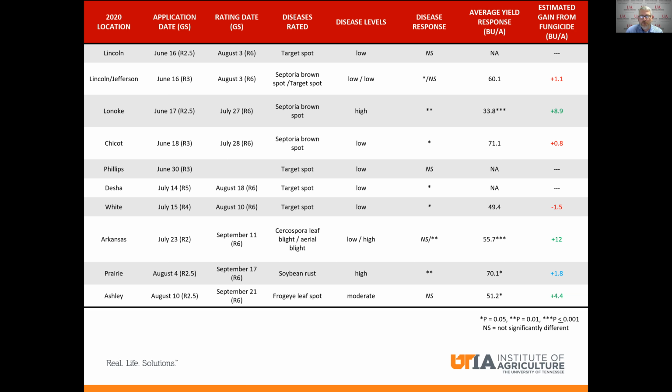So those beans that were maturing in the later part of the season, we see here where we applied July 23rd in Ashley County, we had a 12 bushel difference where there was some aerial blight and Cercospora leaf blight, 1.8 versus 4.4. But this one up here was kind of the outlier. We really didn't see any differences until we got late in the season, but we had almost a 9 bushel difference where we had severe Septoria brown spot in 2020 in the Lonoke County trial.